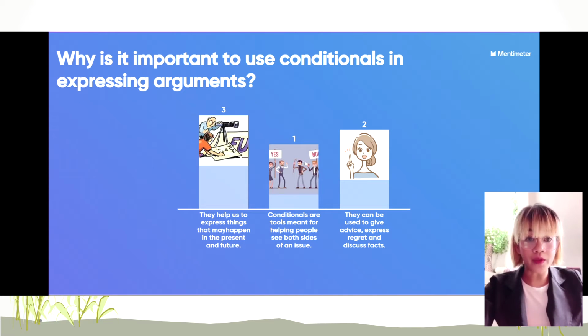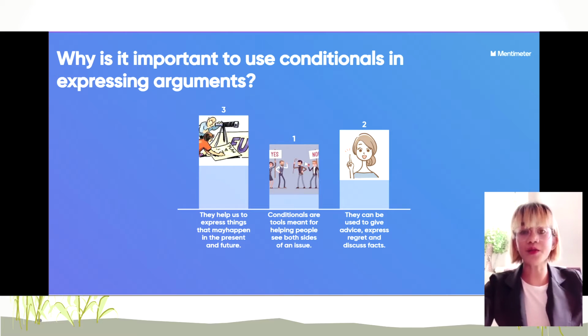So three of you answered they help us to express things that may happen in the present and future. One answered conditionals are tools meant for helping people see both sides of an issue. And two of you answered they can be used to give advice, express regret, and discuss facts.